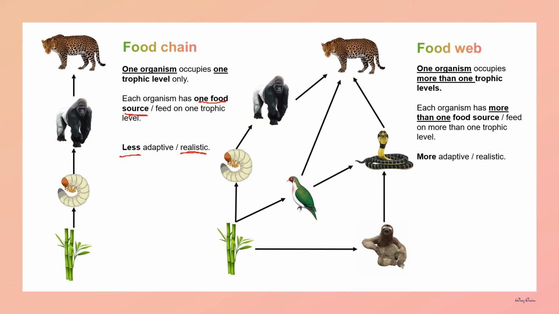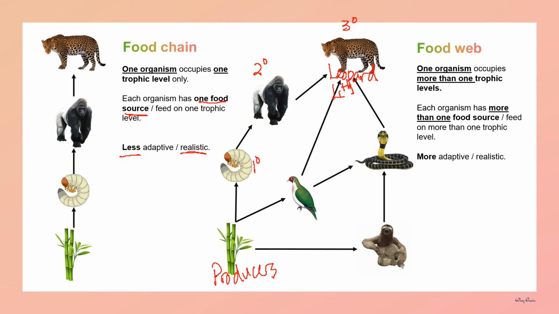Food web has the main idea that one organism may play more than one role, or we say it occupies more than one trophic level. So for example, our first trophic level is always the producers, which is always the food source for the primary consumer, and the primary consumer will become the food source for the secondary consumer, and the secondary consumer will be eaten by the tertiary consumer. In this example it is the leopard, which occupies the fourth trophic level.